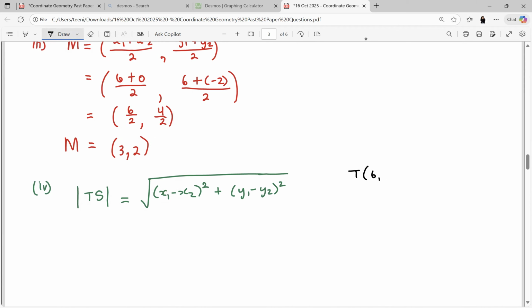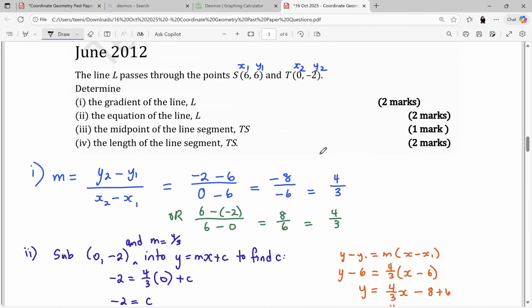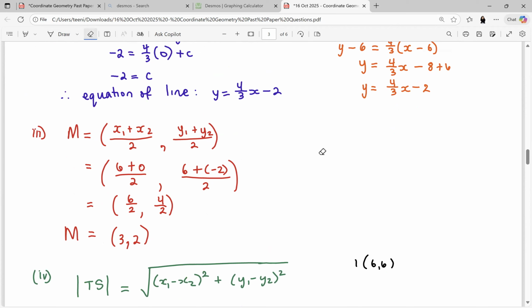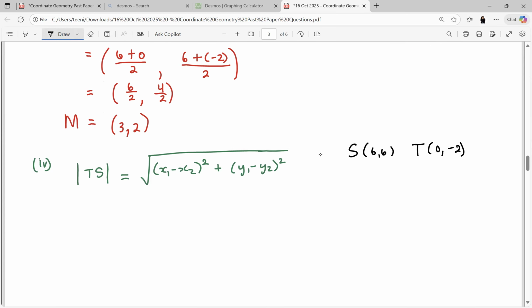All right, so let's substitute our values in there just to recall what the coordinates were. S is 6, 6, and T is 0, -2. All right, so let's substitute our values into the equation. We get square root of x1 minus x2, so that'll be 6 take away 0, all to be squared, plus y1, which is 6, take away y2, which is -2, all to be squared.